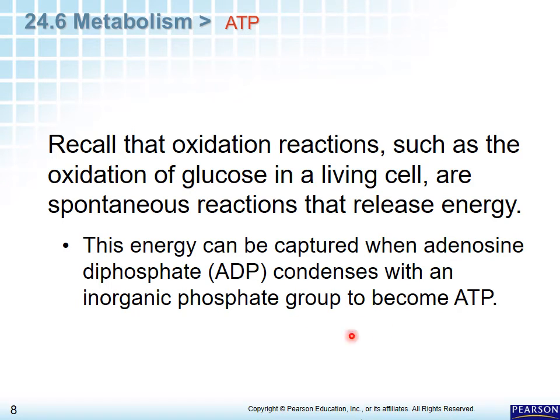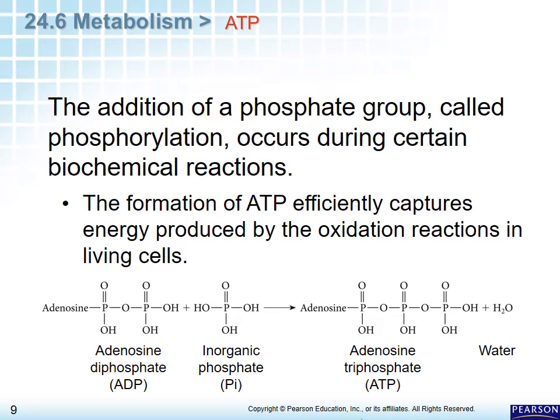So who captures and stores it? ADP, with an inorganic phosphate group, to become ATP. The addition of a phosphate group is called phosphorylation, and it occurs during certain biochemical reactions, such as the formation of ATP, which efficiently captures energy produced by the oxidation reaction in the living cell.